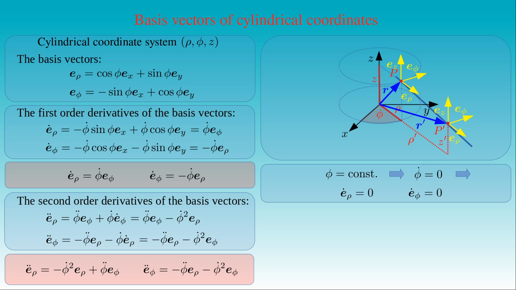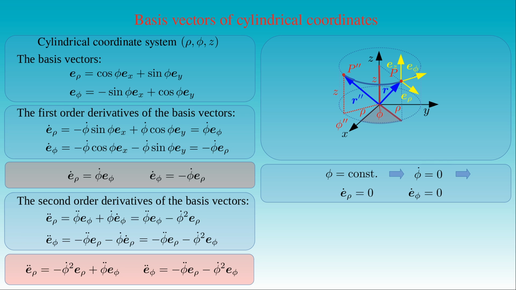If we translate the point P to the point P double prime along the circle of constant ρ in the z-plane, the coordinates of the point P double prime will be ρ, phi double prime and z. Since we change the azimuthal angle, its derivative does not vanish. Neither do the derivatives of the basis vectors. As a result, the basis vectors are changing as we move the point P along the constant ρ circle.